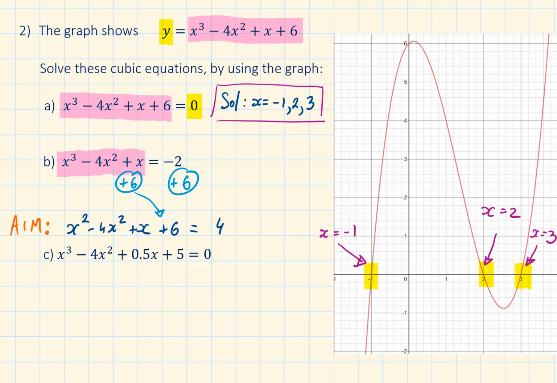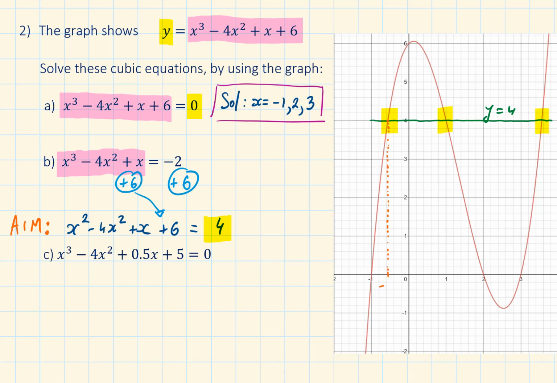If we draw a line across y is equal to 4, we can see that there are 3 solutions because the line y is equal to 4 is crossing this cubic curve at 3 different points. I'm going to label this minus 0.55 approximately. The next point, x is equal to 1, and the third solution, it's about halfway between 3 and 4, slightly above half. I'm going to label this 3.55. Let's write our solutions down. X is minus 0.55, 1, and 3.55.